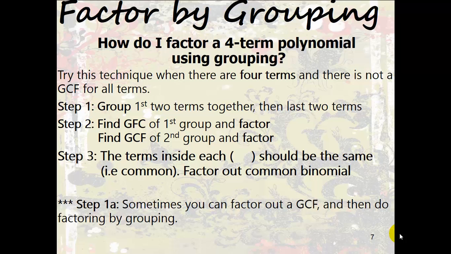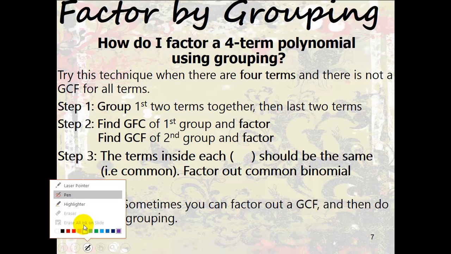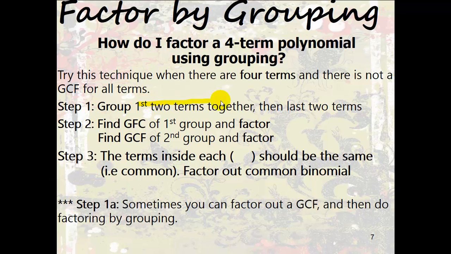So the first thing we're going to do is start off by grouping terms 1 and 2 together, the first two terms, and then group terms 3 and 4 together, the last two terms. Then you're going to want to pull out the greatest common factor of each group. Now what you have is two sets of parentheses. By using this process, what's inside those parentheses should match.